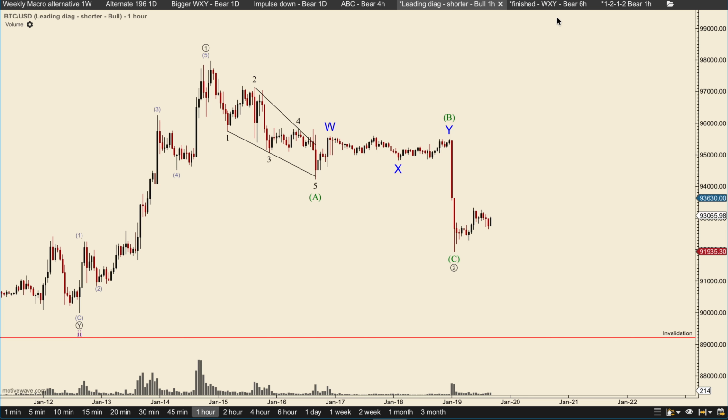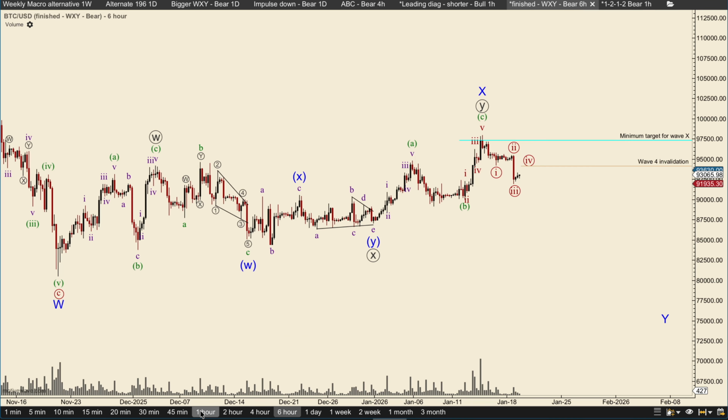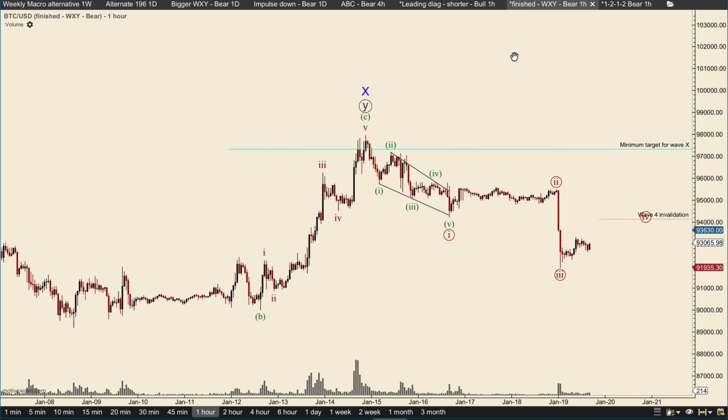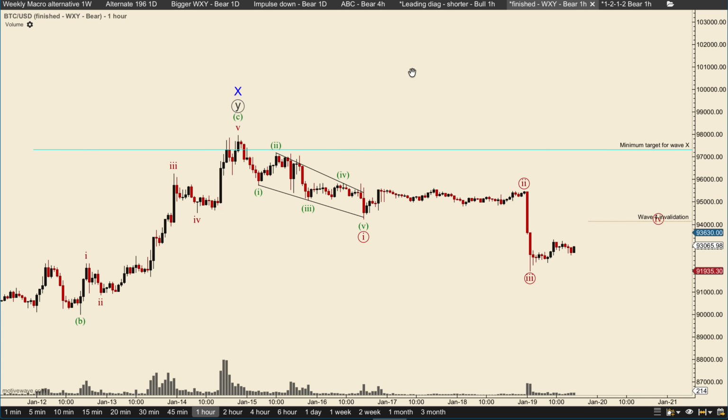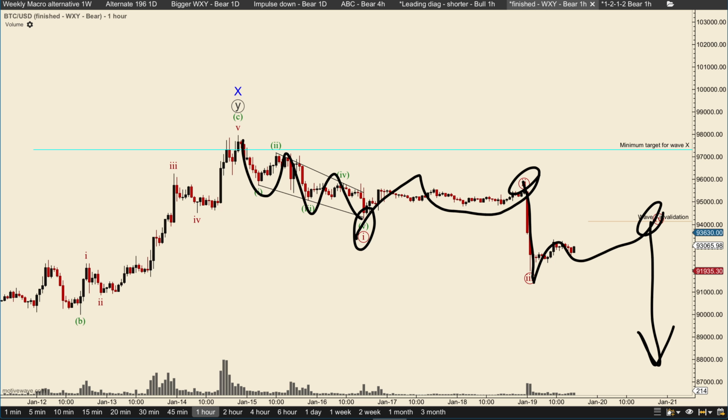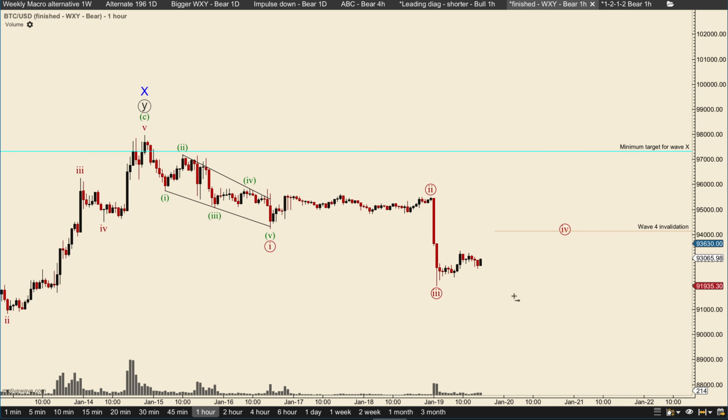But if we take a look at the bearish scenario now and zoom in on that, you can see that we are counting this as a wave 1, 2, 3, 4, 5. And the same as with the bullish scenario, we're counting this as a leading diagonal in a wave 1, WXY 2 and 3, and now a 4 and then a 5. So the invalidation here is taking out this wave 4 at 94,132.